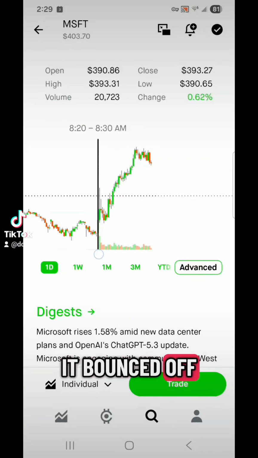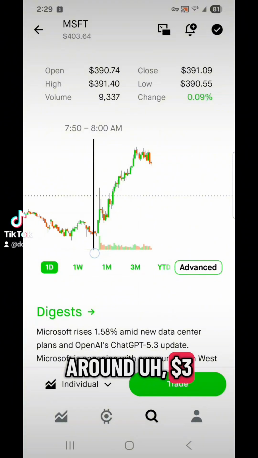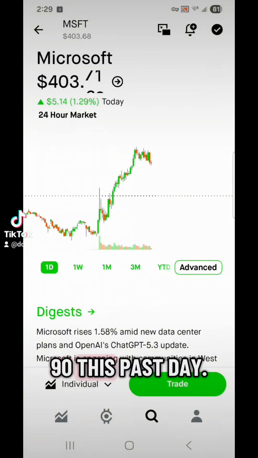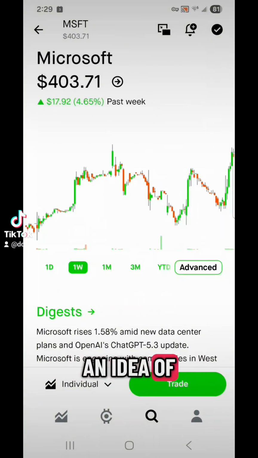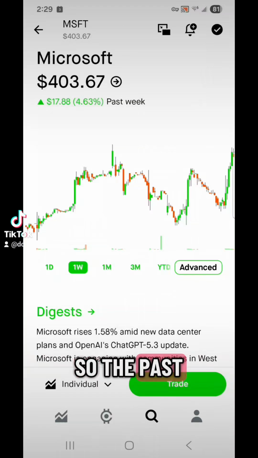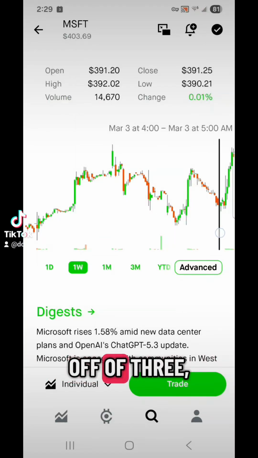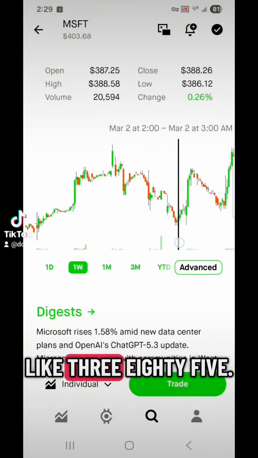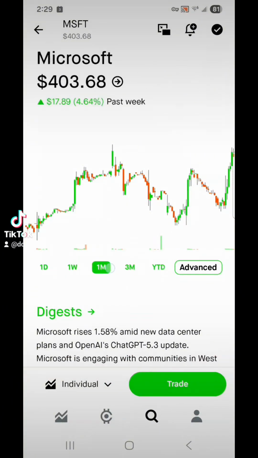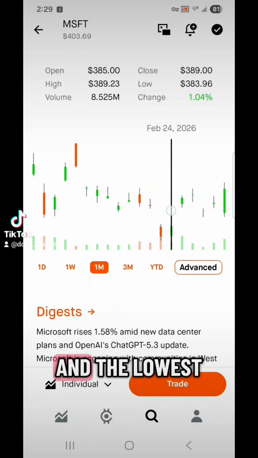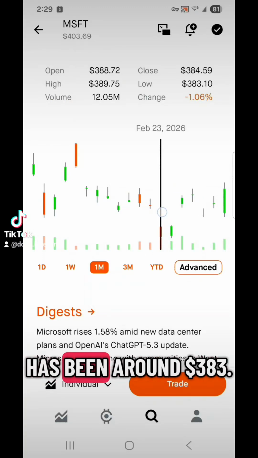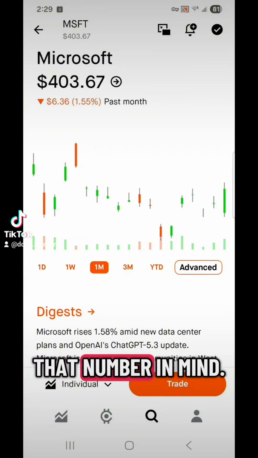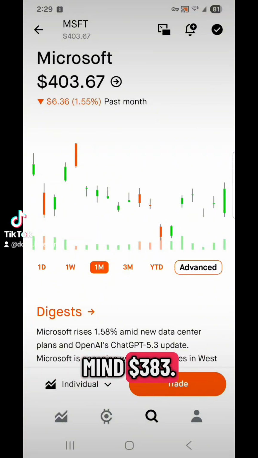It bounced off around 390 this past day. Let's just get an idea of what the stock has been doing recently. So the past week, it's bounced off of 389, 390. Down here, it's like 385. And the lowest past month has been around 383. So I keep that number in mind. We'll keep in mind 383.